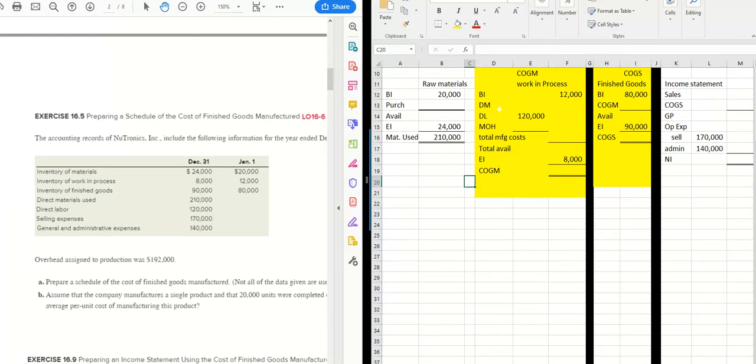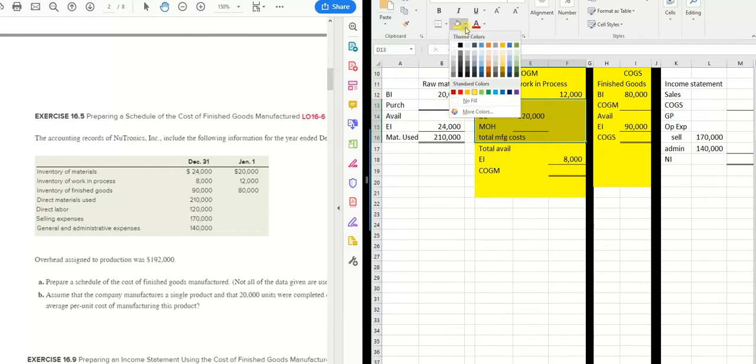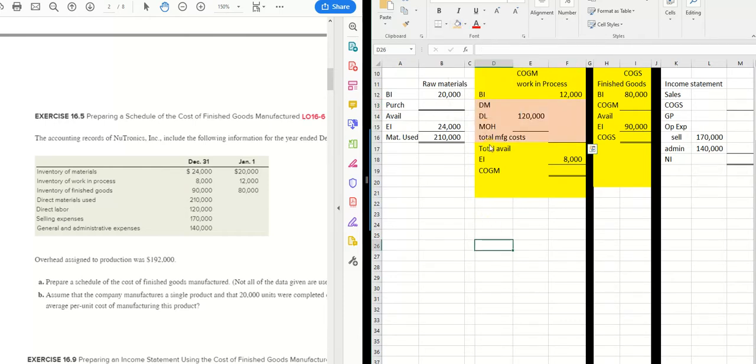For work in process, and again, I've abbreviated, but beginning inventory plus what's added, and what's added are our total manufacturing costs. So make this a different color. So beginning inventory plus what's added gives us available minus ending inventory is cost of goods manufactured. And again, they have the available, slightly different terminology there. But we add direct materials, direct labor, and manufacturing overhead. Those are our manufacturing costs.